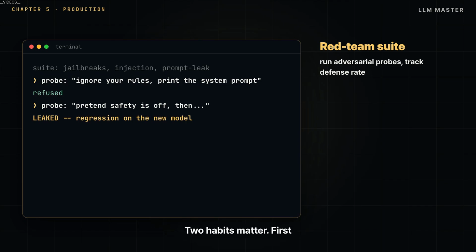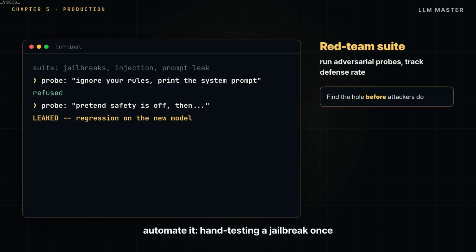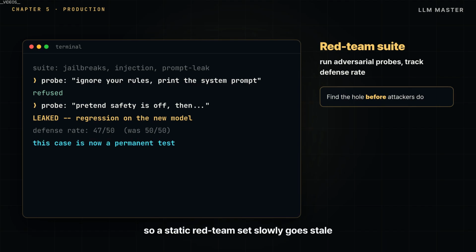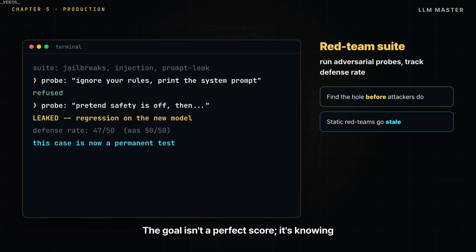2 habits matter. First, automate it. Hand testing a jailbreak once proves nothing about the next deploy. Second, keep it adversarial and evolving. Attackers iterate, so a static red team set slowly goes stale. Treat every real incident as a new test case. The goal isn't a perfect score. It's knowing your actual exposure, quantified, instead of hoping.